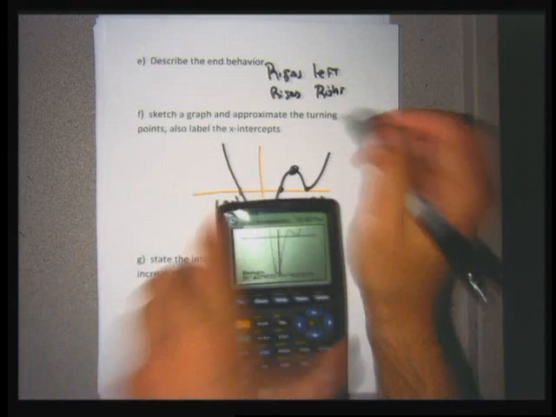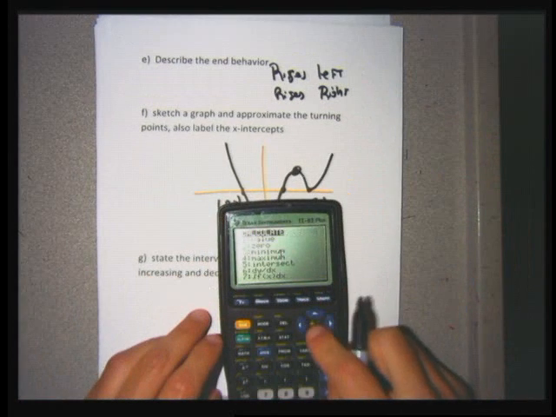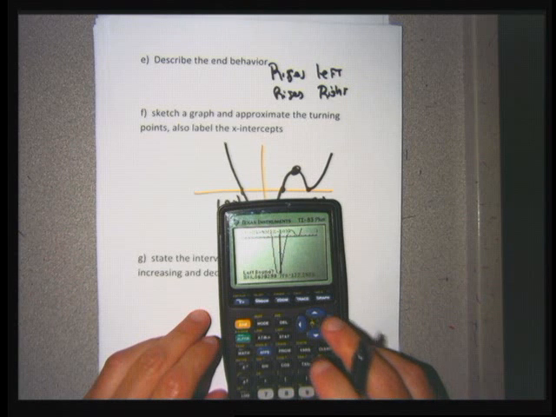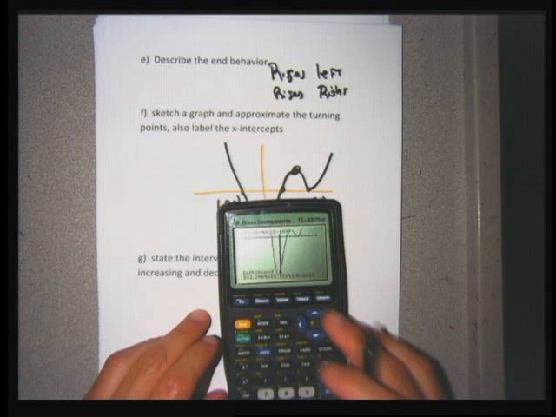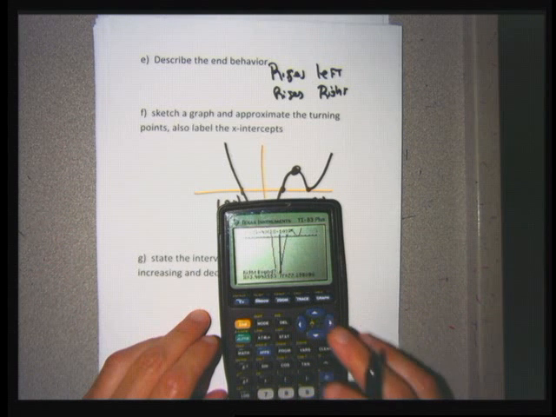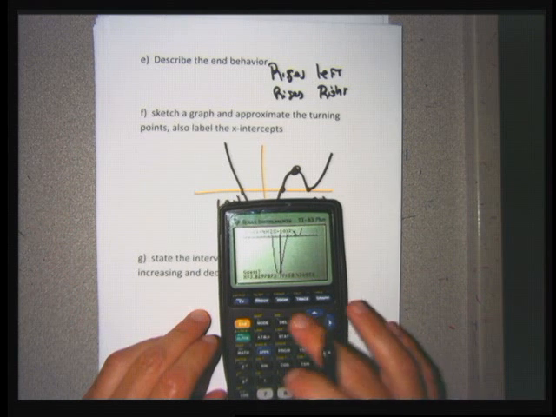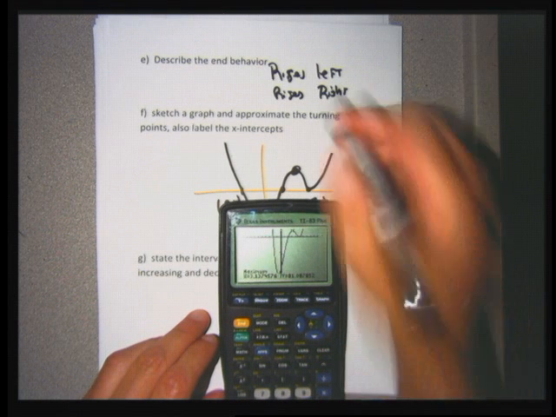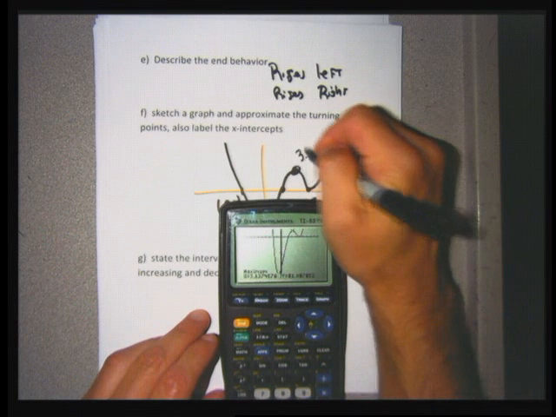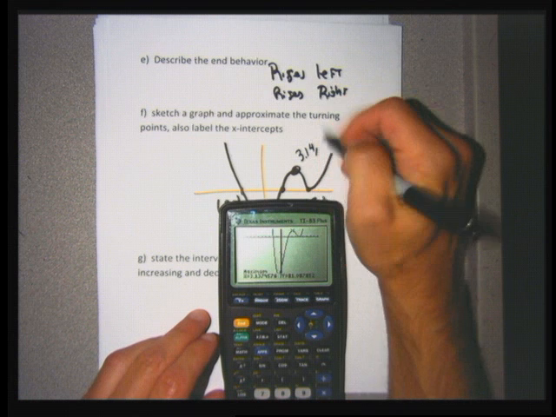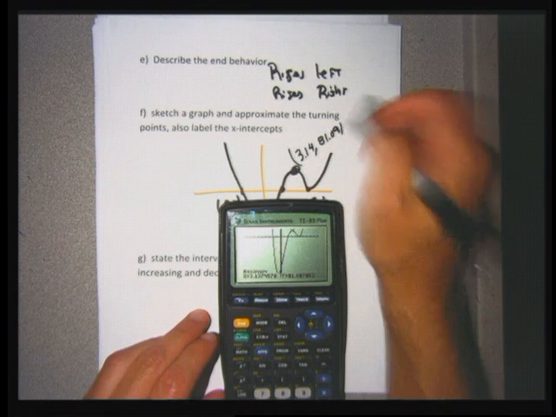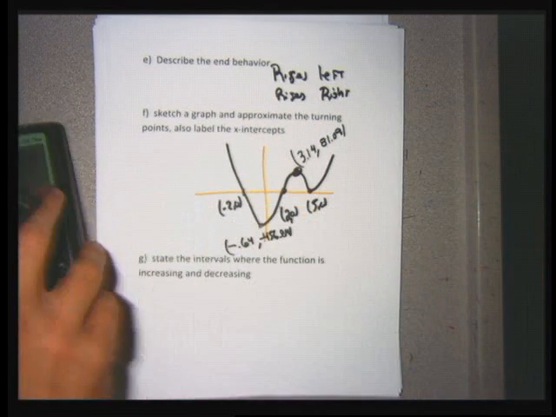This point up here is a maximum. I'll find it by going second, calc, maximum, trace till I get as close as I can to the high point, to the left of it and hit enter, to the right of it and hit enter, and then as close as I can to it and hit enter, and it tells me that it's the point 3.13 or 3.14, 81.09. I'm just rounding to 2 decimals just because I have to round at some point. So there's a nice picture.